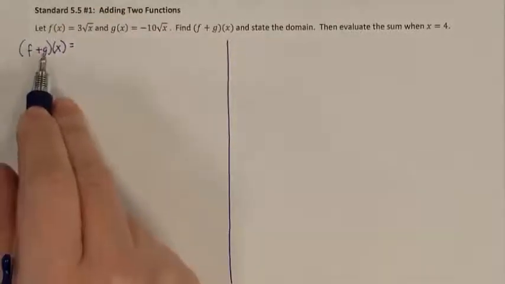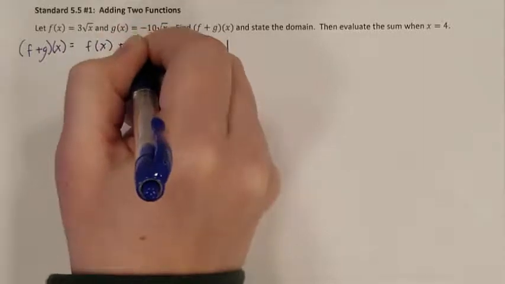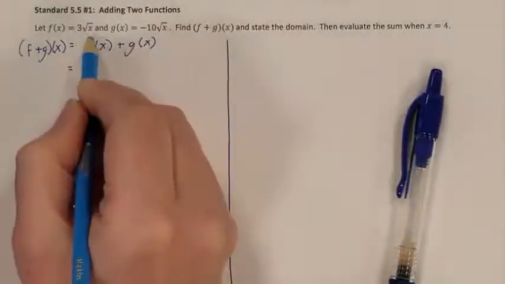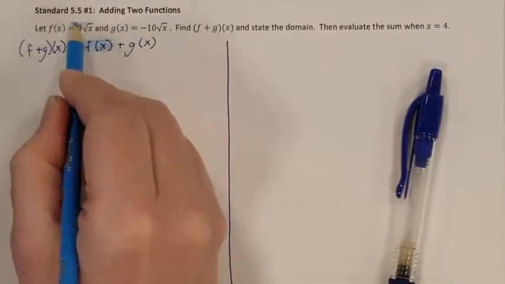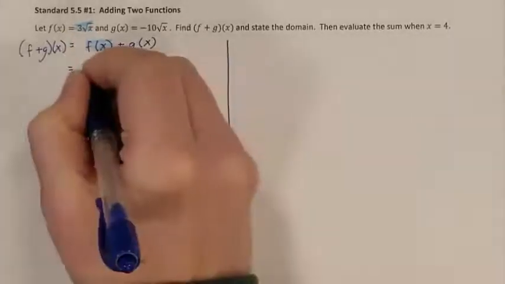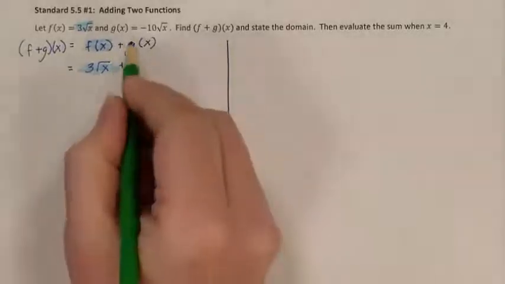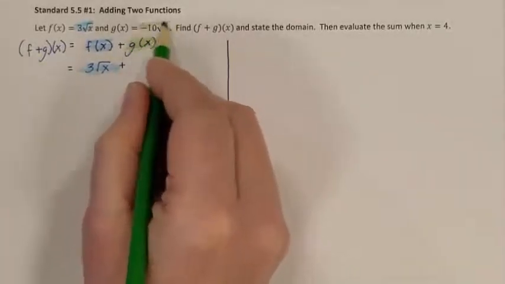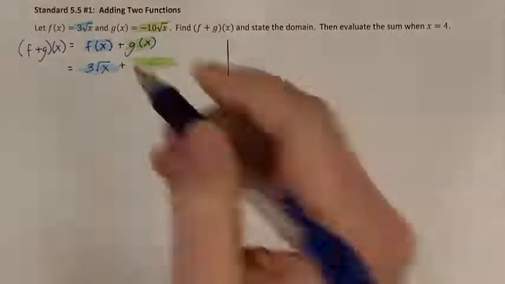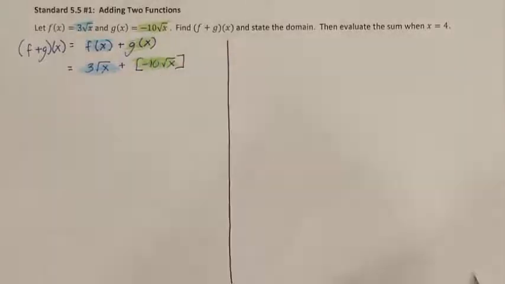If we're coming up with the new added function, you are supposed to add each function individually, which means I need to find my f function, which is the function right here. So I'm going to have my f function, which is 3 times the square root of x. I'm supposed to add now my g function, which is this function right here. So I'm going to add the entirety of g, which is negative 10 times the square root of x.